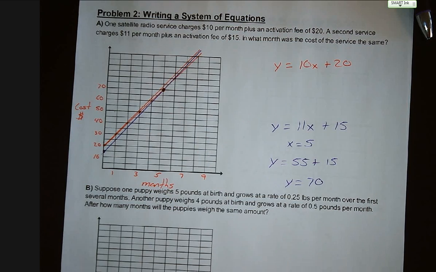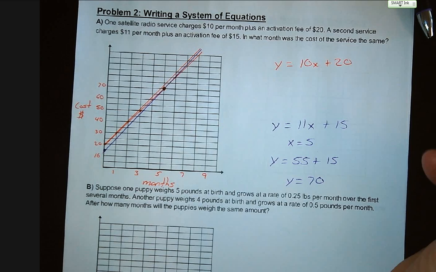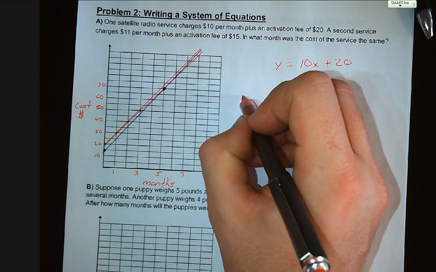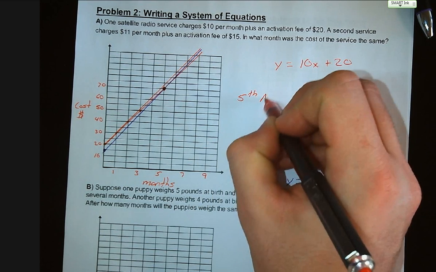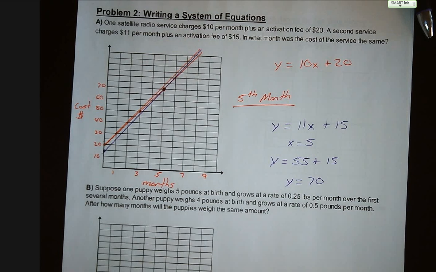So the question that was asked was, in what month was the cost of the service the same? We can say the 5th month. And if there was a follow-up question of how much was it, we would say $70.